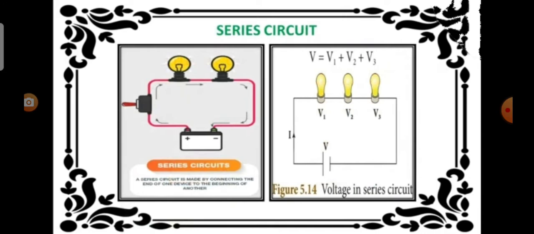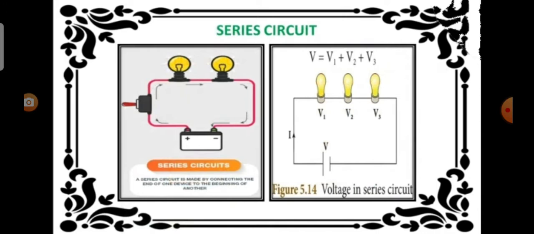Now we see about the series circuit. A series circuit is one that has more than one resistor but only one path through which the electrons can travel. All the components in a series circuit are connected end to end. Current through the circuit remains the same throughout the circuit, but the voltage gets divided across the bulbs in the circuit.